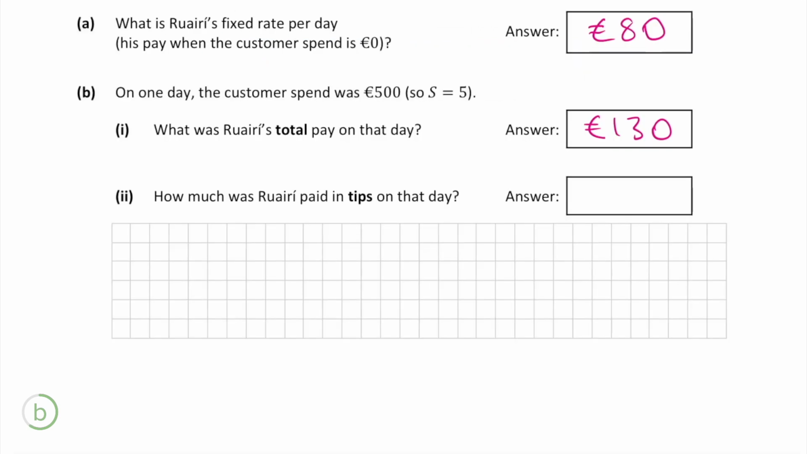In B part 2, we're asked how much was Rory paid in tips on this particular day. So to find this, we take his total pay, which was 130 euro, and take away his fixed rate, which was 80 euro. And finally we get an answer of 50 euro, which is how much he was paid in tips on that day.